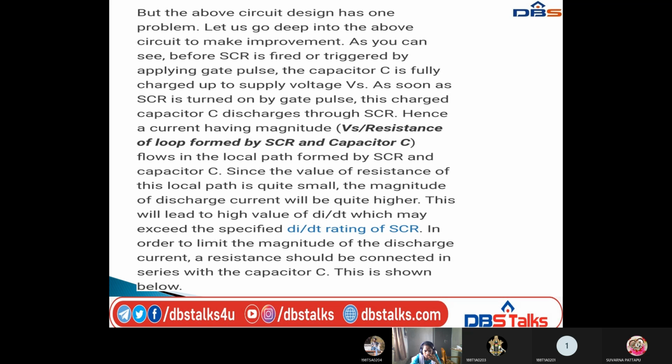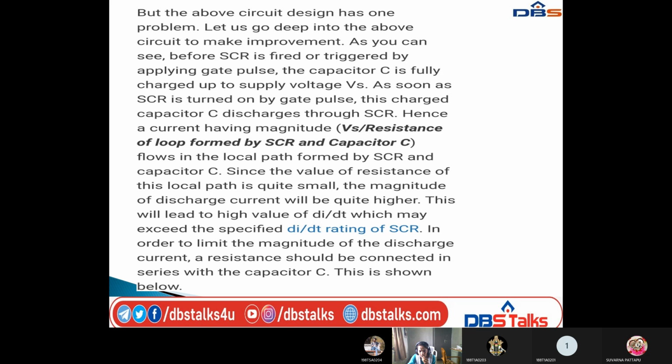So it flows in the local path formed by the SCR and the capacitor C. Since the resistance of this local path is quite small, the magnitude of the discharging current will be quite high. This will lead to a high value of di/dt, which may exceed the specified di/dt rating of the SCR. In order to limit the magnitude of the discharging current, a resistance should be connected in series with the capacitor. This is shown below.